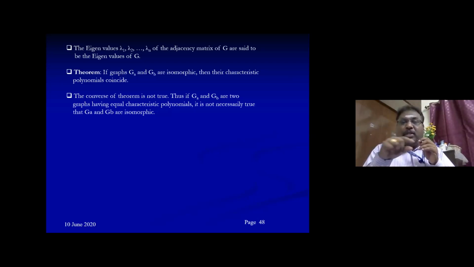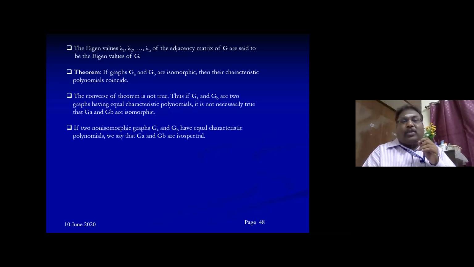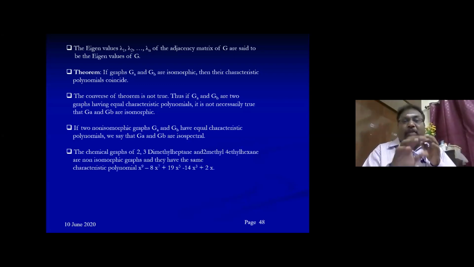What is the converse? If GA and GB are two graphs having equal characteristic polynomials, it is not necessarily true that they need to be isomorphic. So isomorphism leads to a common polynomial, but if they have a common polynomial, they need not be isomorphic. That is the beauty in reality also here. Nature gives us chemical compounds. You can find an isomorphic structure, but otherwise it is not possible. If two non-isomorphic graphs GA and GB have equal polynomials, we say that they are isospectral. The name is isospectral. Isomorphism is structure preserving, but polynomial preserved is isospectral.